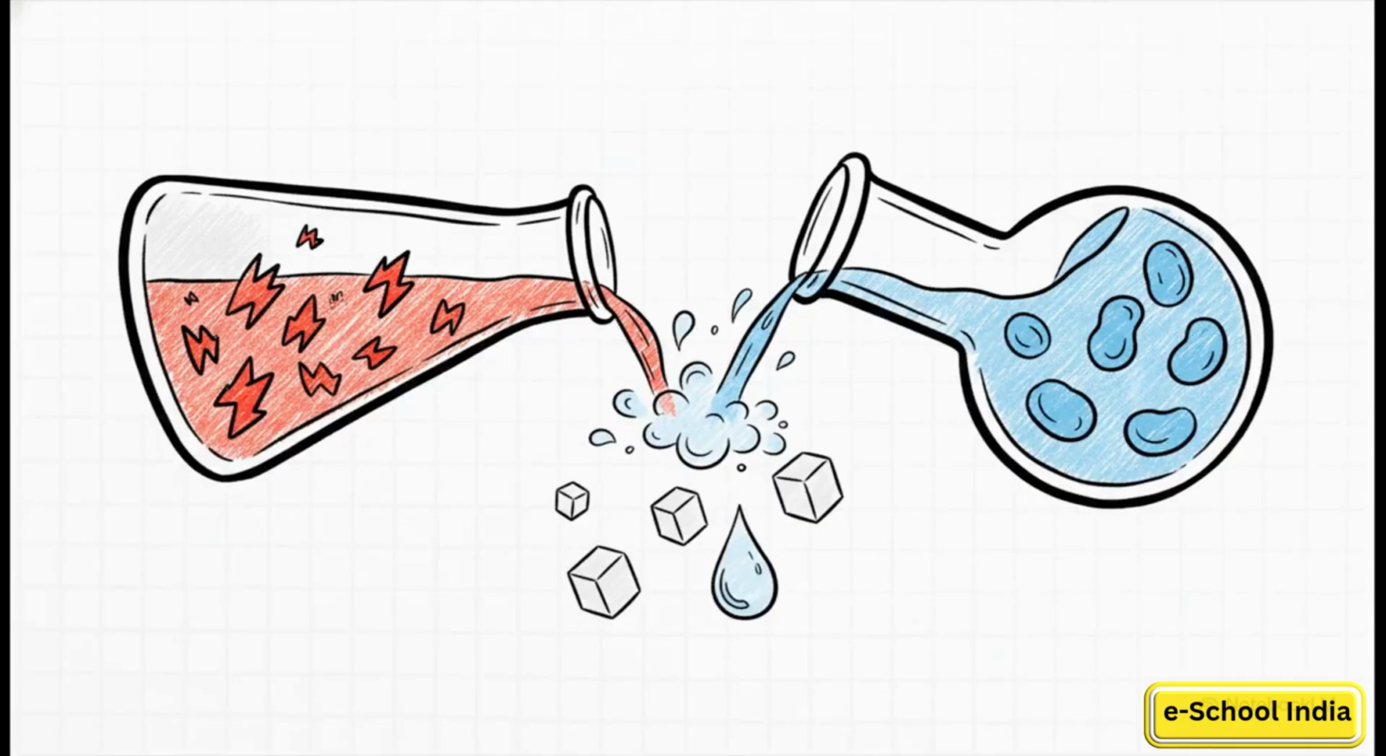So, what happens when these opposites actually meet? It's kind of like a chemical tug-of-war called neutralization. You mix an acid with a base, and they basically cancel each other out. And what are you left with? Two very neutral things, a salt and plain old water.